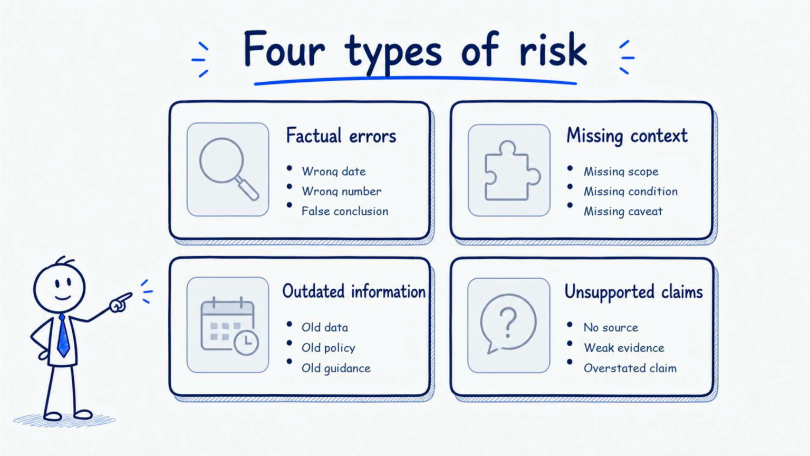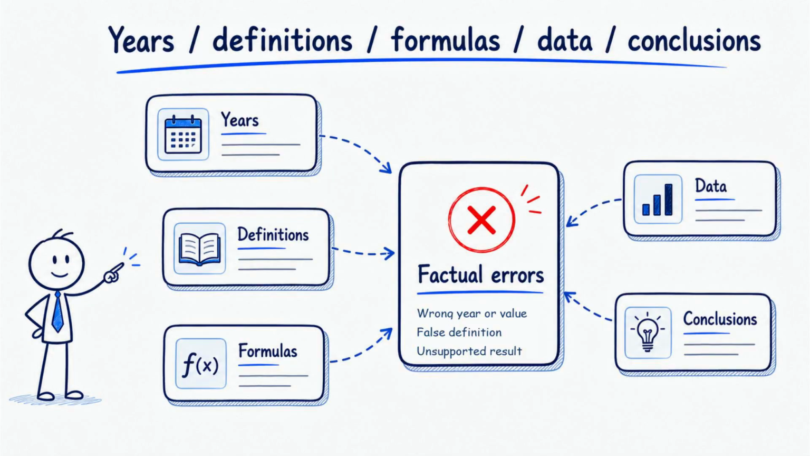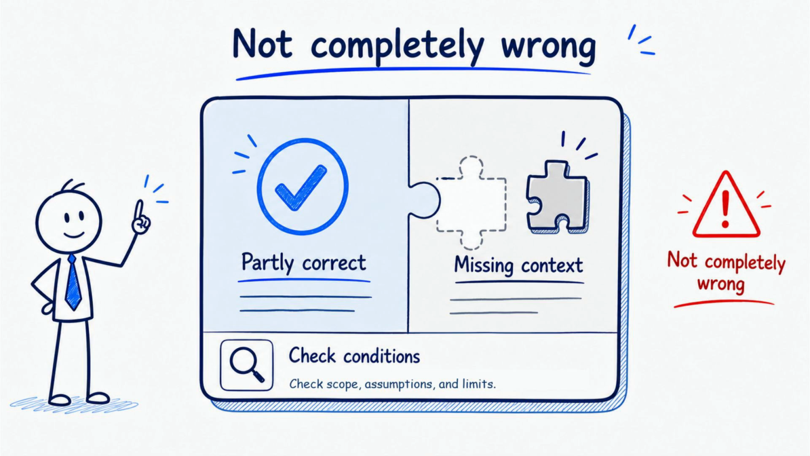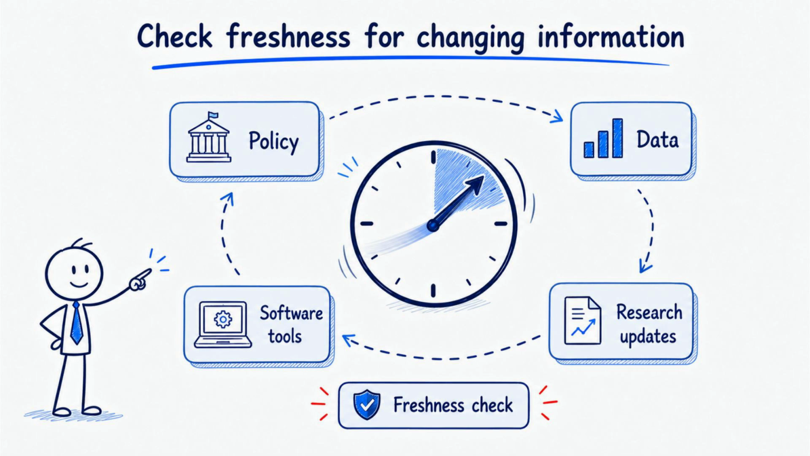There are 4 common risks in ChatGPT-generated material. The first is factual error. This includes wrong years, definitions, formulas, data, or research conclusions. The second is missing context. A sentence may not be completely wrong, but if it leaves out important conditions, it can easily become misleading when used in an assignment, paper, or report. The third is outdated information. This is especially common with policies, data, software tools, research progress, and anything that changes over time.